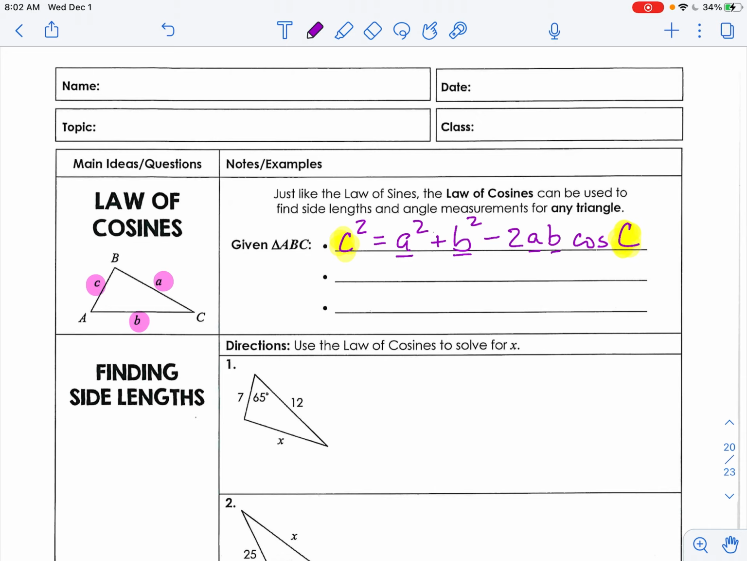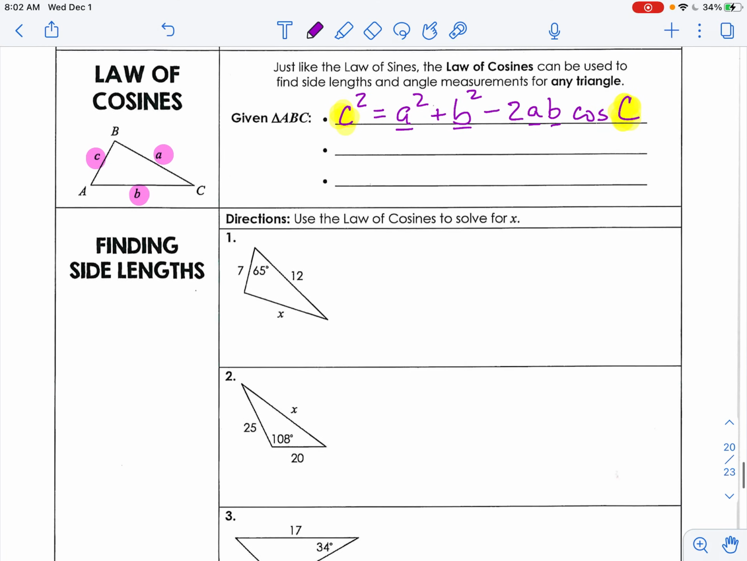Now what we're going to do is go through when you're given an angle and two of the sides, and you're finding the opposite side. Then we're going to go through what happens if I'm given all three sides. How do I find a missing angle and go from there? Okay, so that's going to be the longer of the two. So let's look at number one here then.